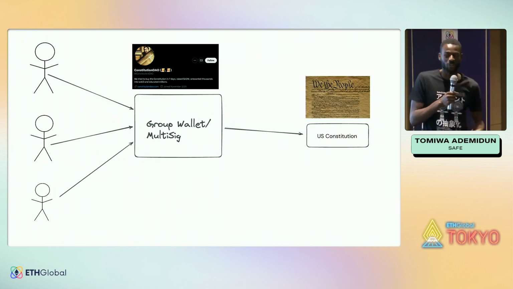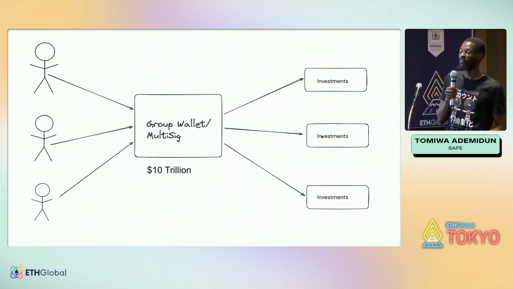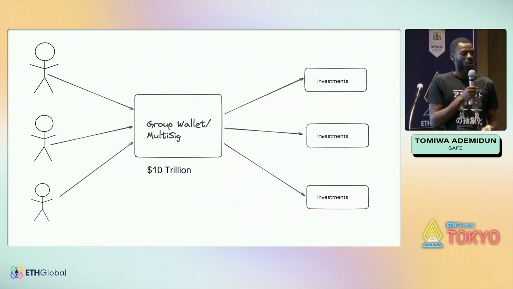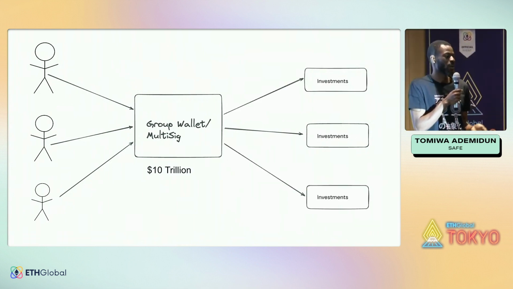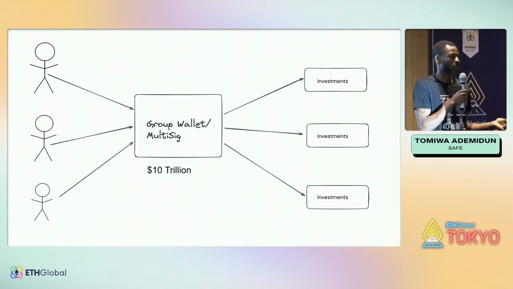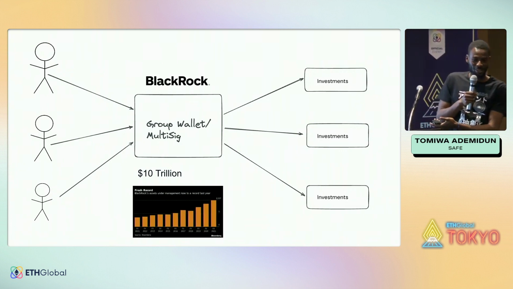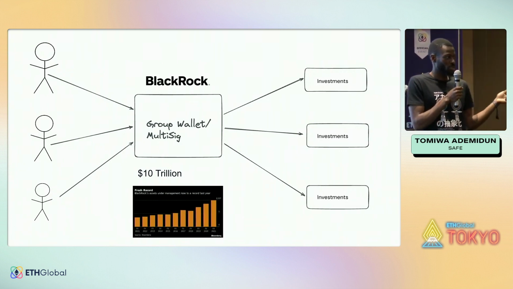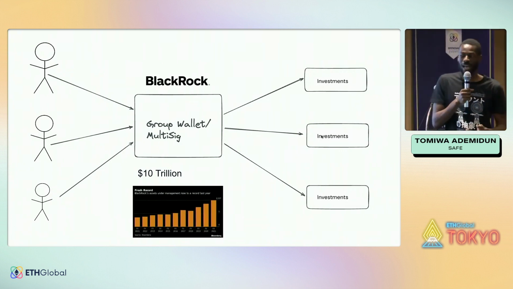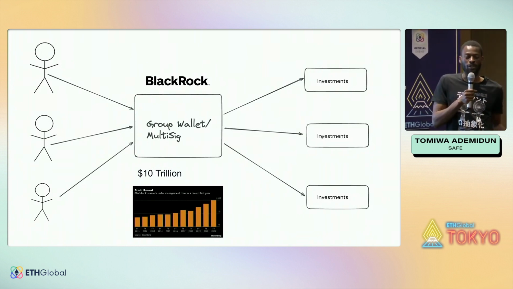Let's take it a step even further. What if you created a group wallet for investments? And what if this group wallet had $10 trillion in assets under management? What am I talking about? BlackRock. A lot of people don't think about it, but BlackRock is a $10 trillion investment company that basically functions exactly like a group wallet.